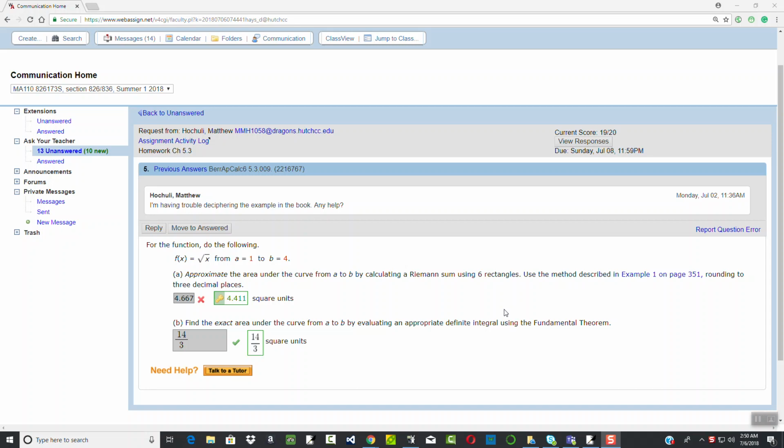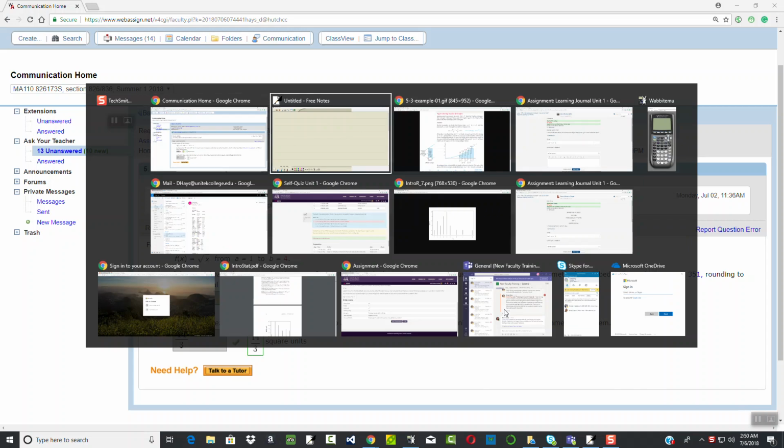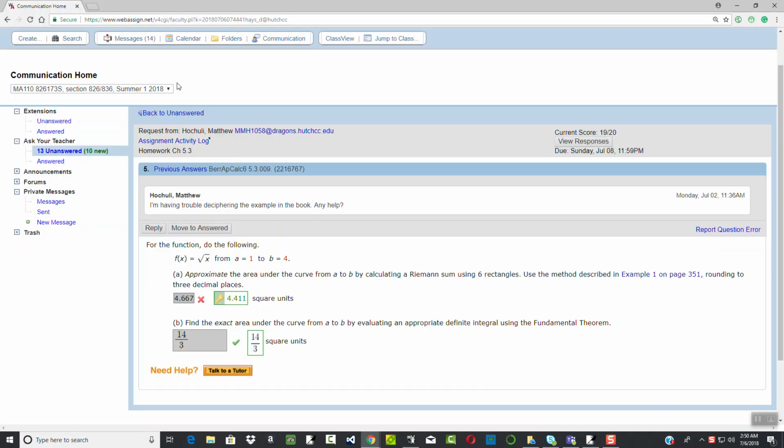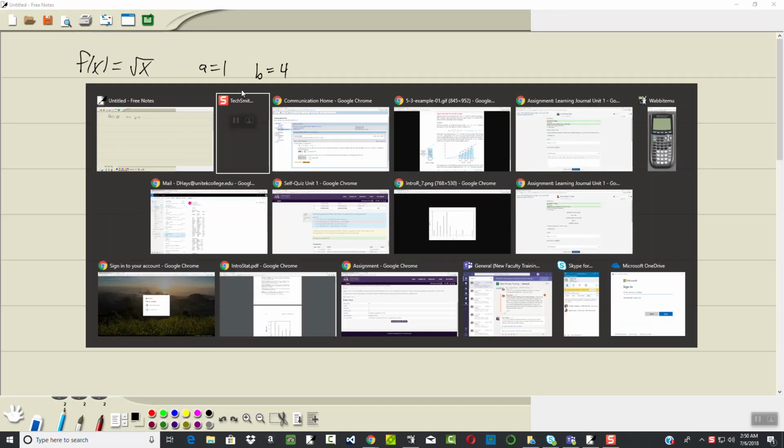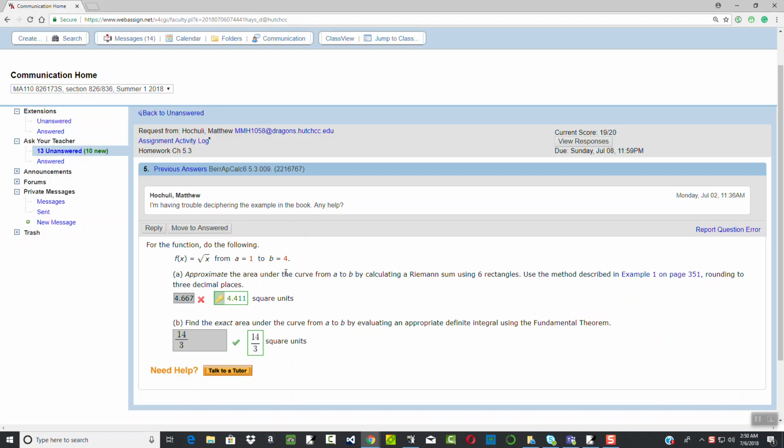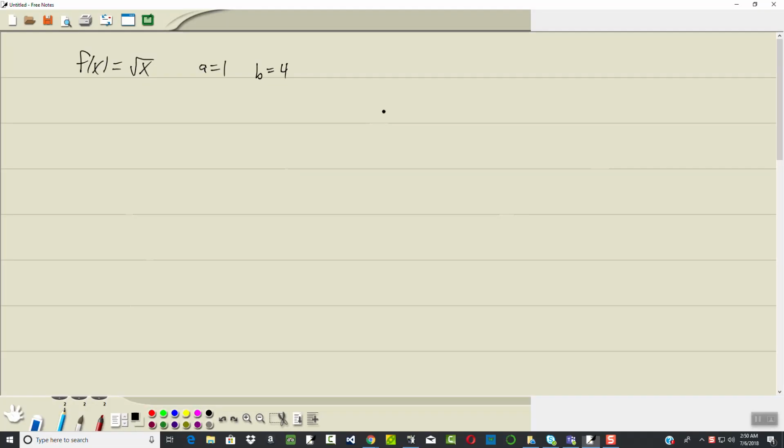Okay, let's take a look at this problem. We've got f of x is equal to the square root of x, and from a equals 1 to b equals 4. And we want six rectangles to 3 decimal places. 6 rectangles.